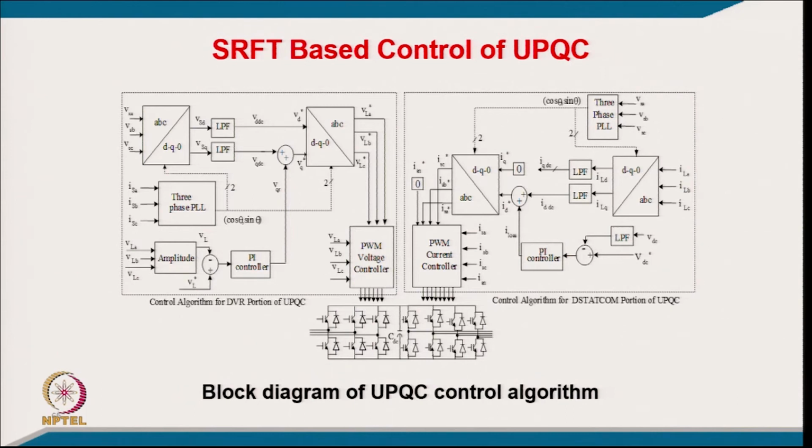Well, this is a typical control algorithm using what you can call synchronous reference frame theory. So, this is the control of the DVR part. We are sensing the voltage and the current, from which we are getting cos theta and sin theta, so we use the synchronous reference frame theory. We may get ripple here because of voltage unbalance also, so we have to pass it through a low pass filter to get the DC component, and similarly we have the voltage regulation here again.